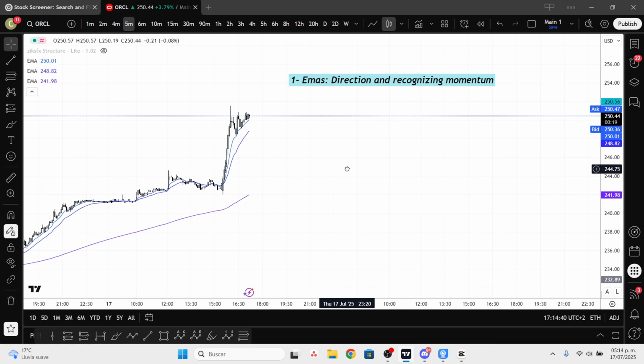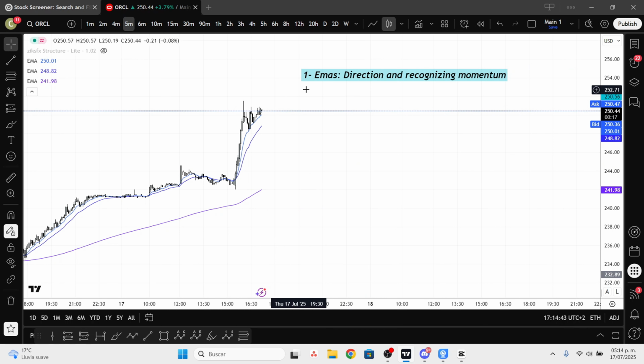Okay, so as we talked about, we're using the EMAs for direction and recognizing momentum. We're using the EMA 200 to determine direction, and we're using the EMAs 10 and 20 to recognize momentum. There's a lot of momentum going on here, and this is something I will look at if the 5 minutes, because we're on the 5 minute, was a time frame that I'd want to get involved in.